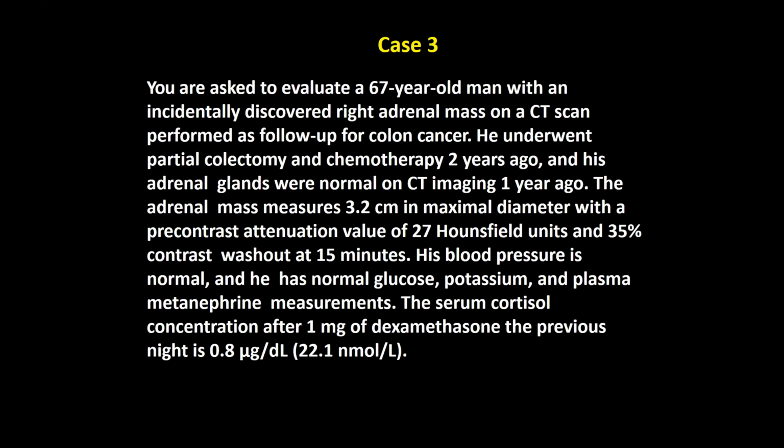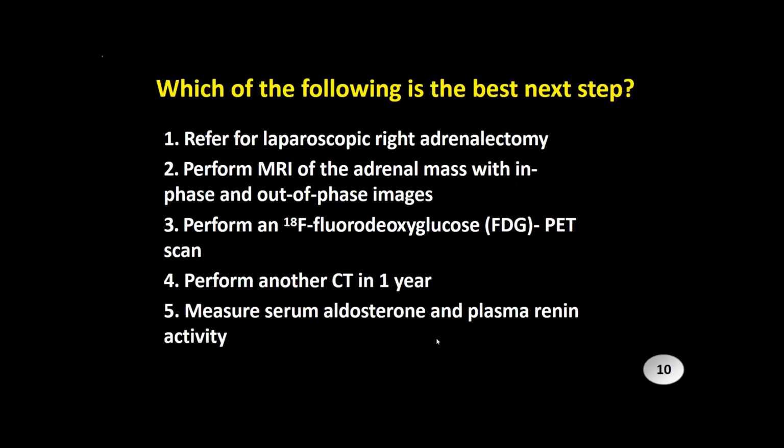So again, elevated Hounsfield units, significantly above that 10 cutoff we were talking about. His blood pressure is normal, and he's got normal glucose, potassium, and metanephrines, and he suppresses well on an overnight dexamethasone suppression test down to 0.8. So good suppression there. So the question here is, what's the best step for this patient with this adrenal mass in the context of a history of colon carcinoma? So first, number 1, should he be referred for an adrenalectomy?